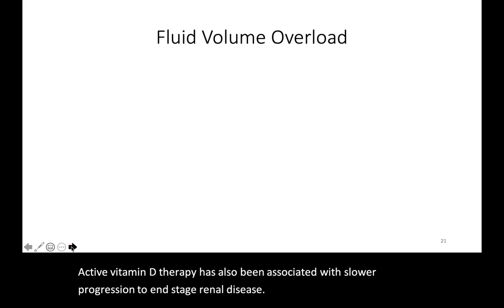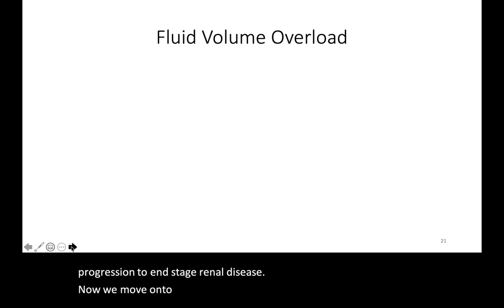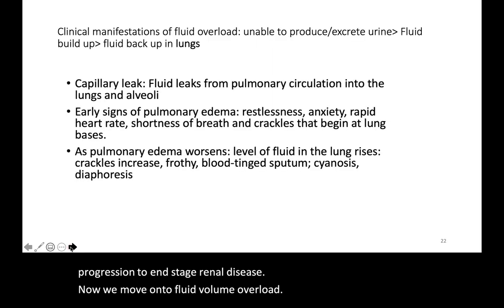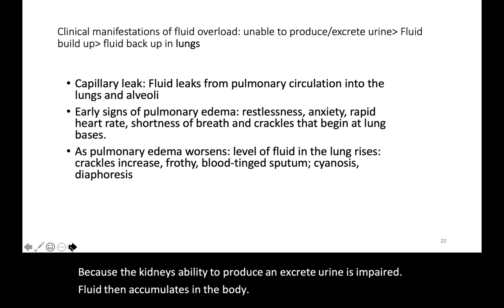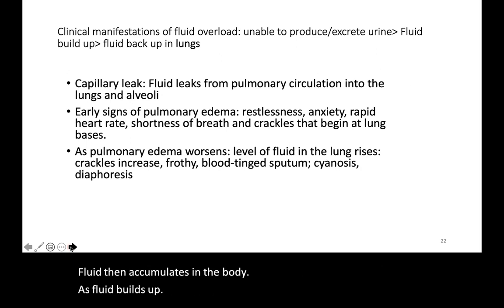Now we move on to fluid volume overload. Because the kidney's ability to produce and excrete urine is impaired, fluid then accumulates in the body. As fluid builds up, it backs up into the lungs. So capillaries leak. Fluid leaks from pulmonary circulation into the alveoli.